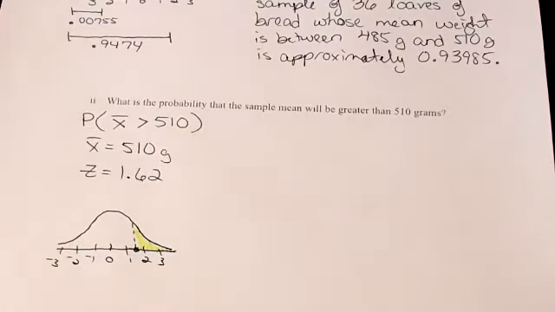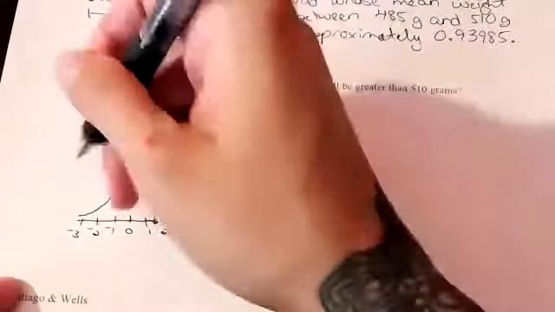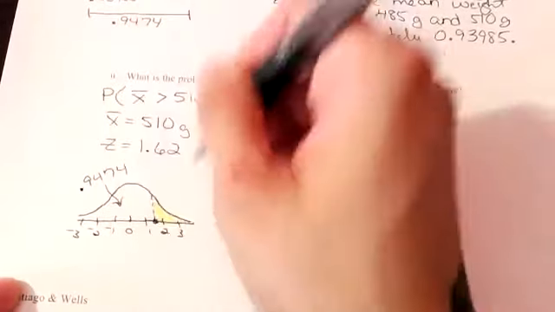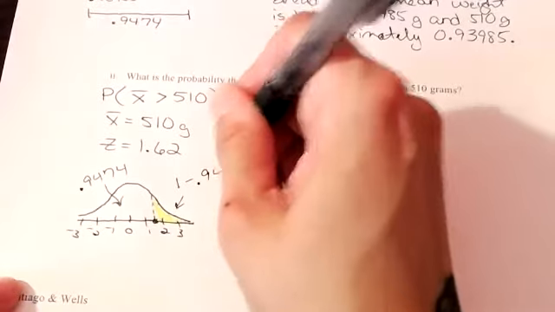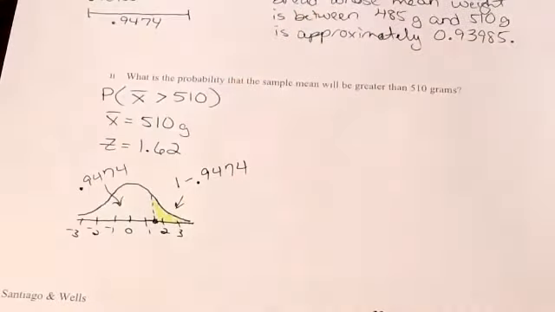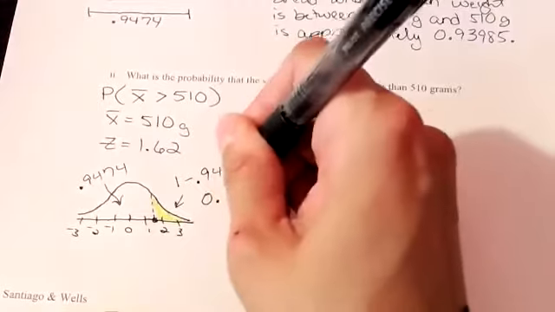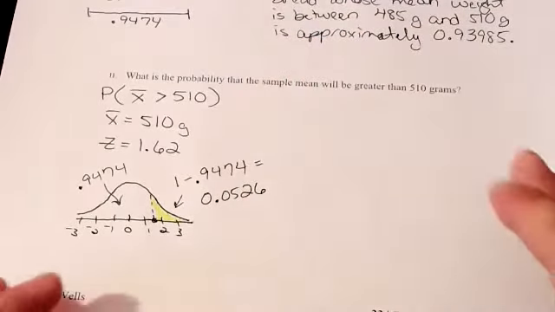According to our z-score table, we found the area to the left. That was 0.9474. So I'm going to label this side as 0.9474. If I want the area to the right, we learned that we're going to do 1 minus 0.9474. So let's punch that into our calculators, 1 minus 0.9474, and that gives us an area to the right of 0.0526.